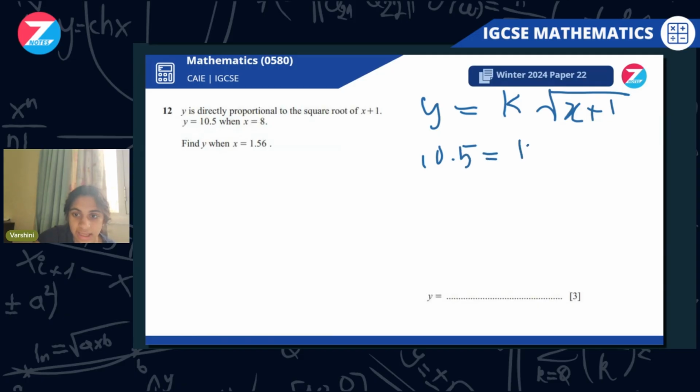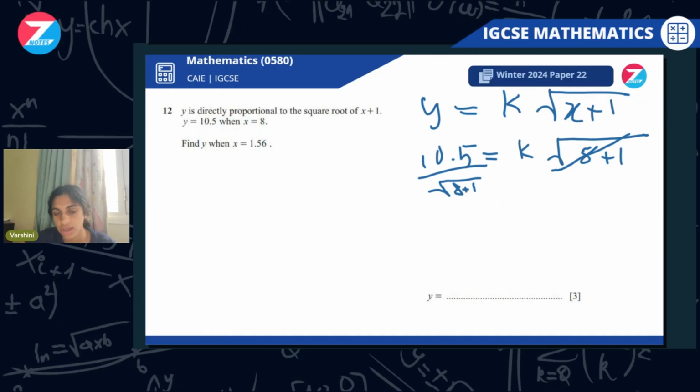So 10.5 equals k times the square root of 8 plus 1, and 8 plus 1 is 9. The square root of this is nothing but 3, but you could just put this in your calculator. So then we just need to make k the subject of the formula. We need to divide both sides by root 8 plus 1, which is also just 3. So if you do 10.5 divided by 3, you'll get k equals 3.5.